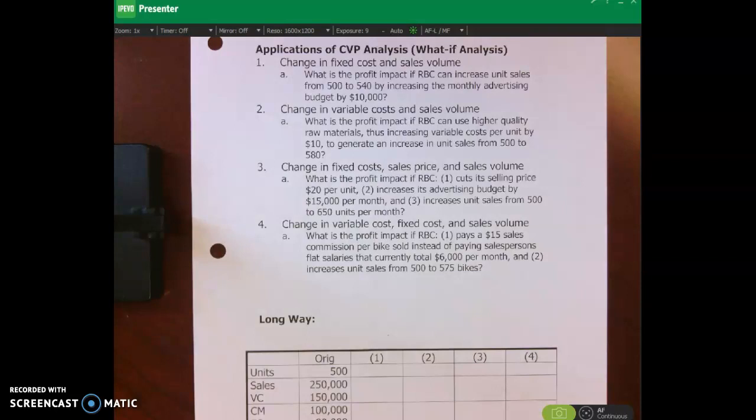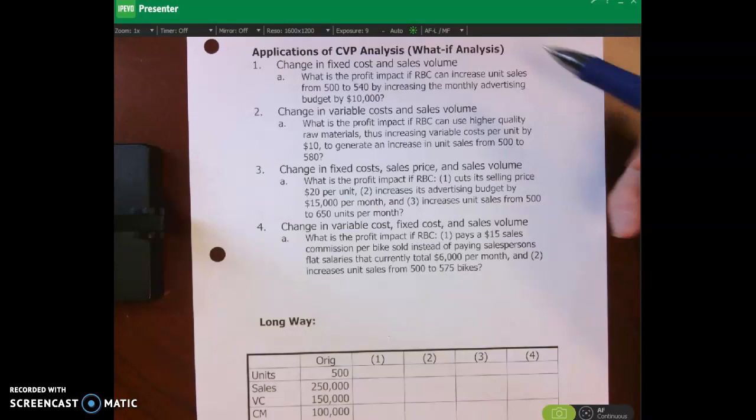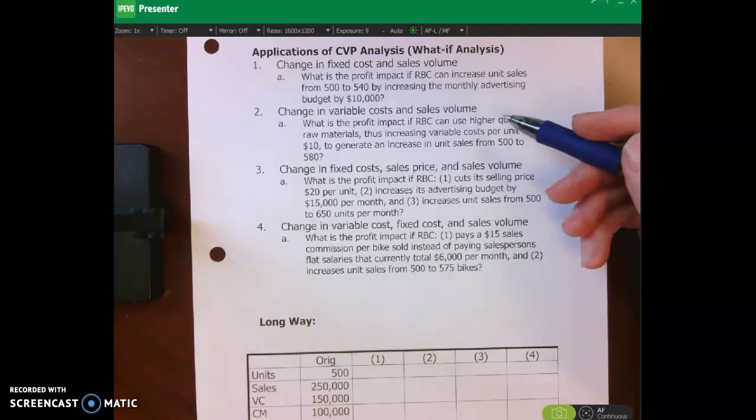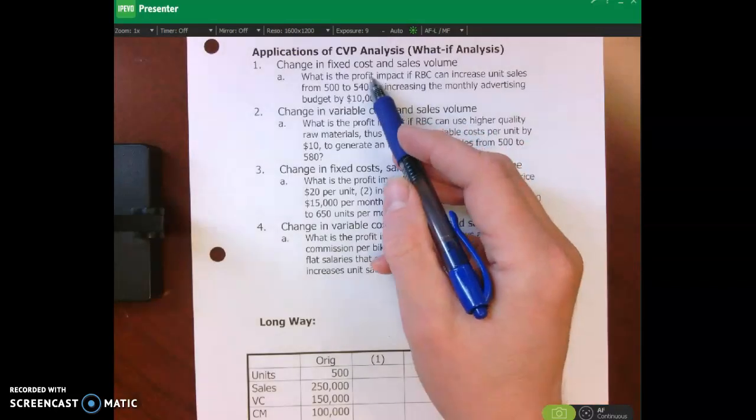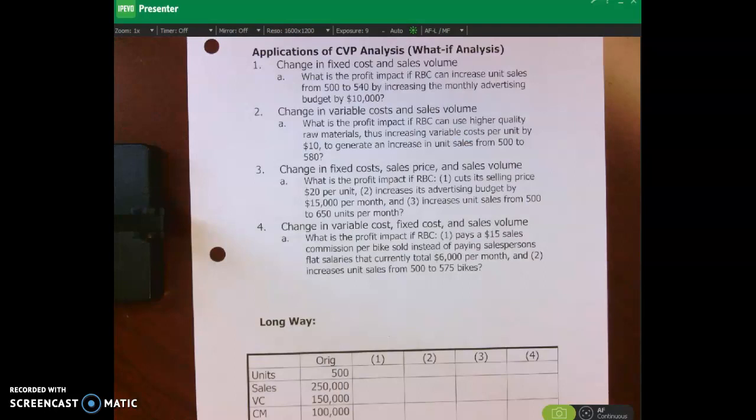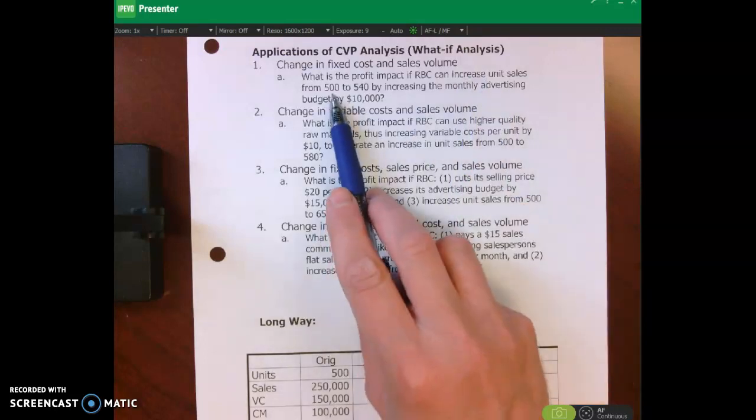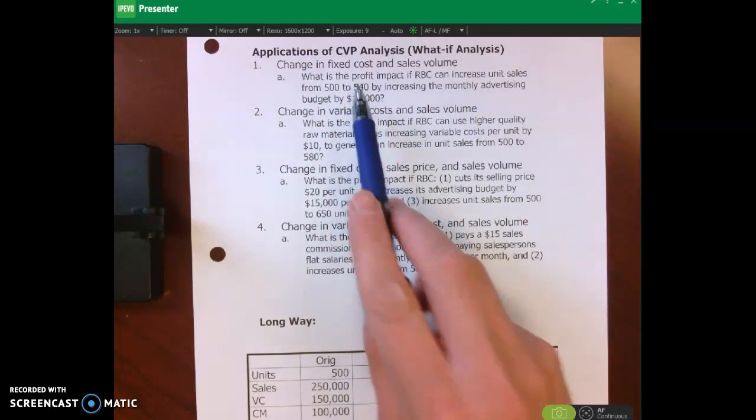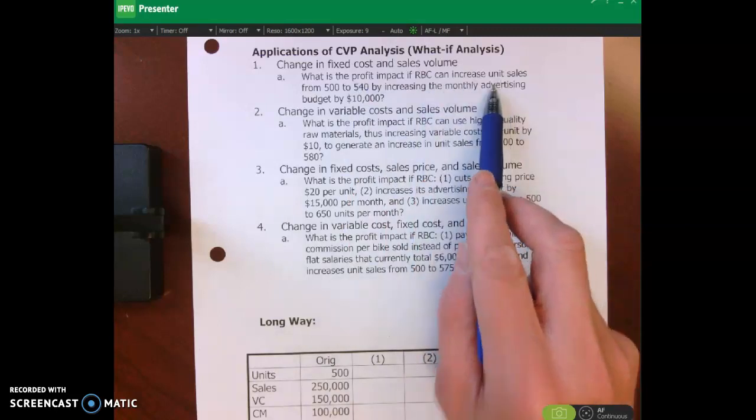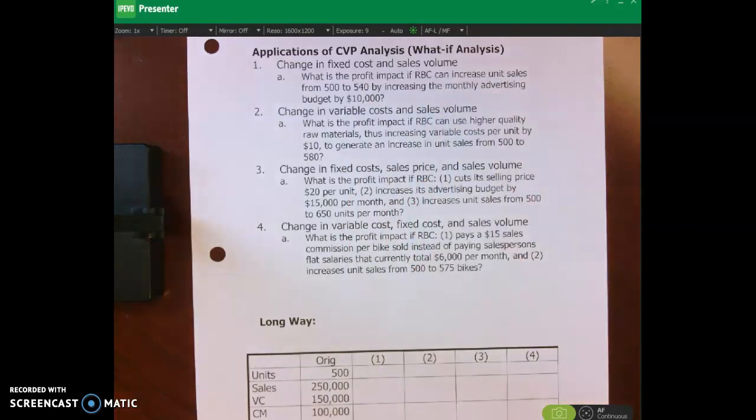scenarios. Okay, so one of the things that RBC might want to do is to say, what is the profit impact? What's going to be the impact on profit, the increase or decrease in profit? And that's what I'm asking for. What is the impact on profit? Not what is the profit, but what is the impact? Okay, if RBC increases unit sales from 500 bikes to 540 bikes. And the way that they do this is by increasing monthly advertising by 10,000.